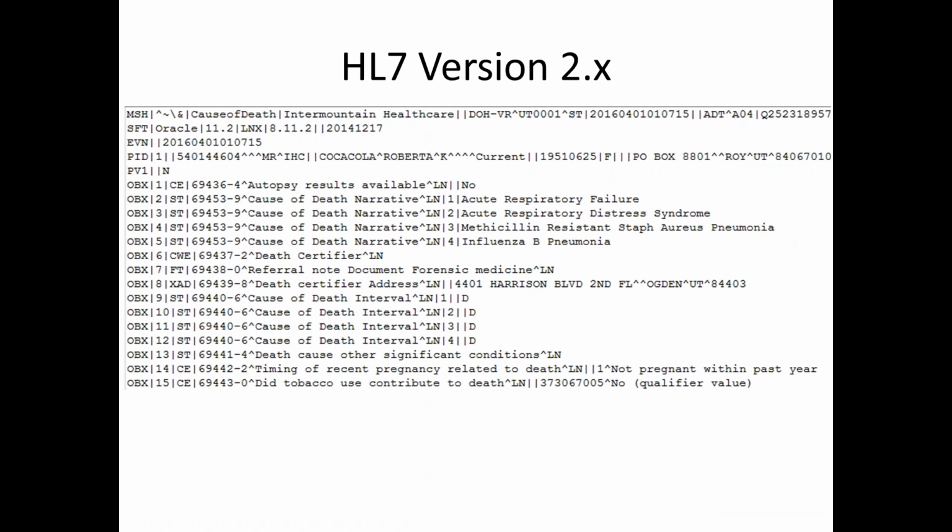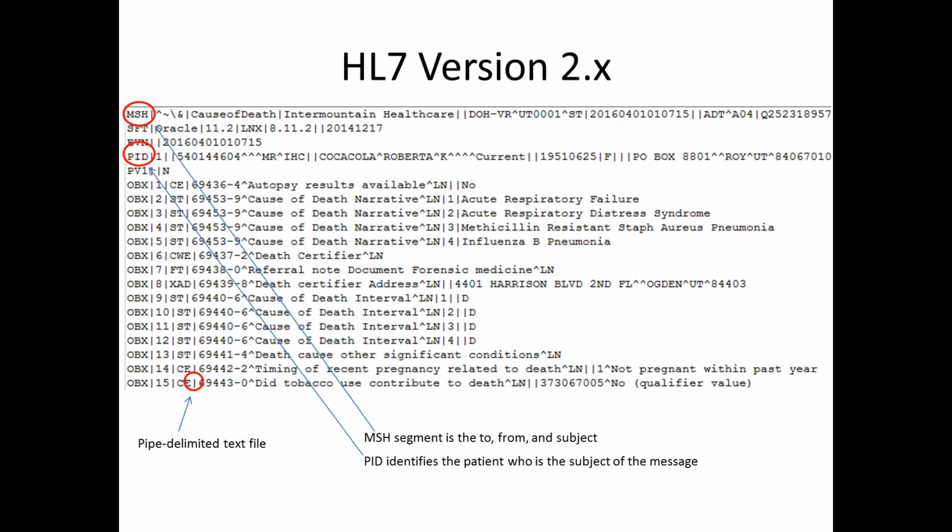Here's an example of an HL7 version 2 message. It's a text file. It can be viewed in a text editor. The data elements are delimited by pipes, which are vertical bars. Each line in an HL7 version 2 message is a segment. A segment is identified by a 3-character code at the beginning that indicates the type of information in the segment. In this case, MSH includes information about the to, from, and the subject or type of the message. PID is patient identifying information. OBX, in this case for death certificates, are observations.